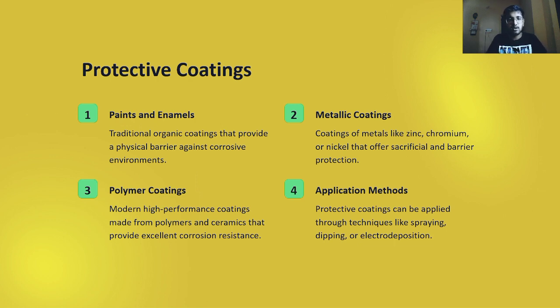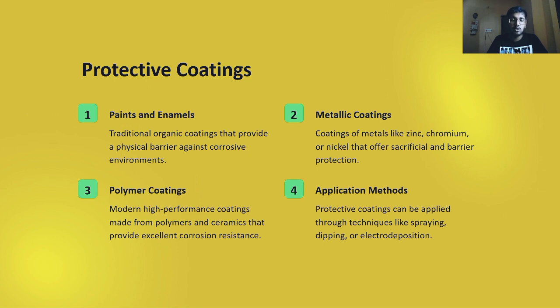So first, we have paints and enamel. Traditionally, these are organic coatings that provide a physical barrier against corrosive environments by applying paint on the surface of the metal so that no corrosion is formed. Next, metallic coating. In metallic coating, we usually use zinc, chromium or nickel, which offers sacrificial and barrier protection to the surface of the metal.